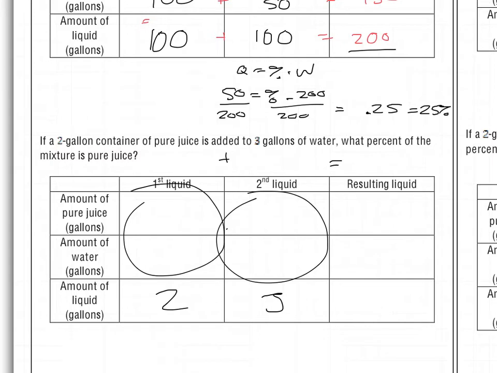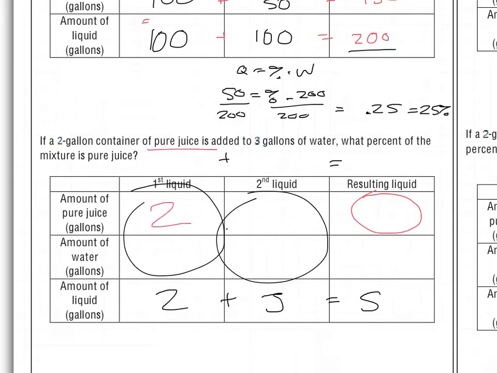So one thing that's the easiest one to fill in here is the fact that this is going to be a total of 5 gallons of liquids. It says what percent of the mixture is pure juice. So we're really trying to figure out this number up here. But as we follow through, the first one is a 2-gallon container that is pure juice. So that's going to be 100% juice.